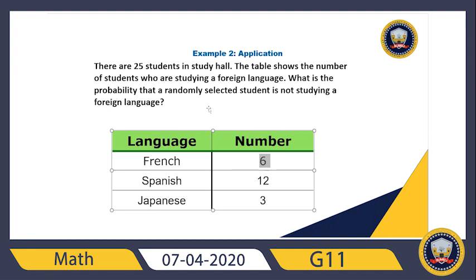I need the probability that this student is not studying any foreign language. So basically, guys, if you add these students, you will get 21 students. So how many students are left? We have 25 minus 21, which is 4 students. So to find the probability of all the students not studying a foreign language, you would do this.